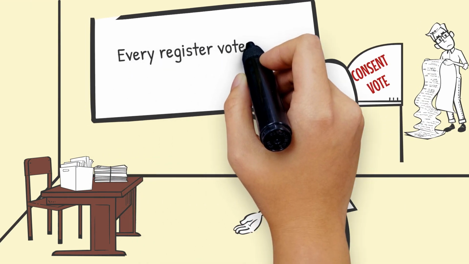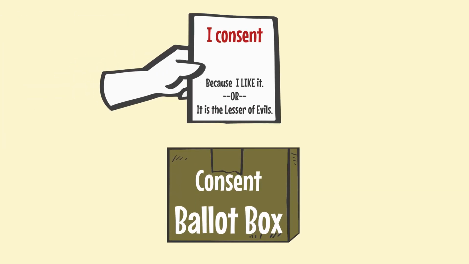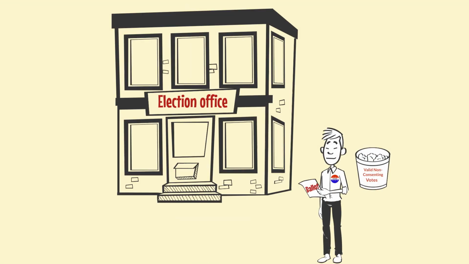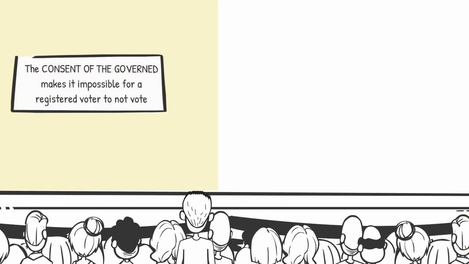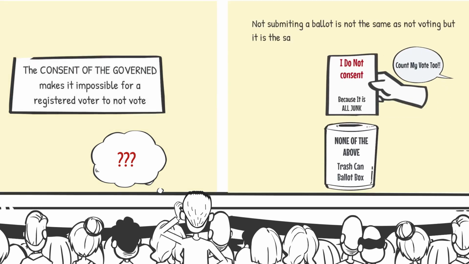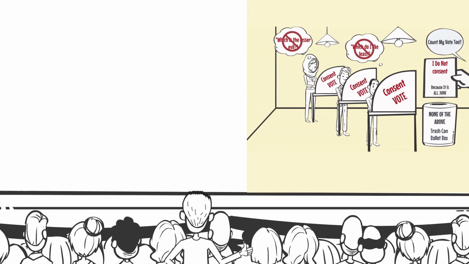Every registered voter's vote must be properly accounted for, as either having submitted a ballot, consenting to someone or something on the ballot, or as having not submitted a ballot at all, therefore not consenting to anyone or anything on that ballot. Thus, the consent of the governed phrase makes it impossible for a registered voter to not vote. Not submitting a ballot is not the same as not voting, but it is the same as not consenting, which is a valid vote. It eliminates the unpatriotic act of voting for the lesser of evils.